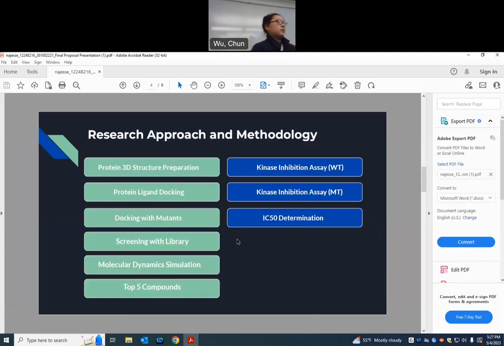This is the research approach, and highlighted in green is the computational portion, and highlighted in blue is the kinase inhibition assay or the wet lab portion of this lab. The wet lab is going to be repeated in 2 portions for the wild type and for the mutant to determine the IC50s to compare to the current drug on the market. And then for the computational portion, it's going to be similar to what we did in class.